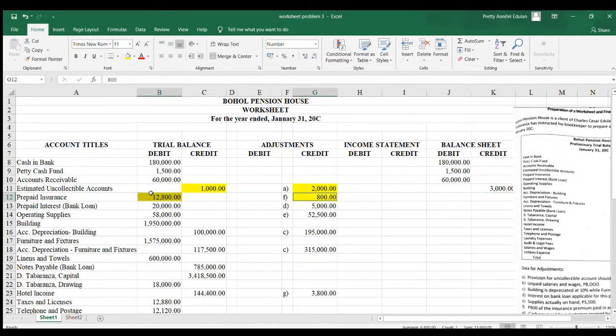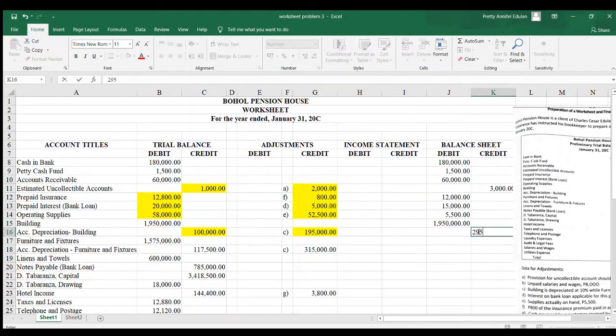So add this one, opposite side. So debit 12,800, credit 800. So the remaining is on the debit side, 12,000. And this one, debit 20, credit 5,000. So we have a debit of 15. How about this one? 58,000 minus 52,500, that is 5,500. It's a debit, so write it on the debit. Building, so simply copy. We have adjustments here, both on the credit side, so we will add, that is 295.